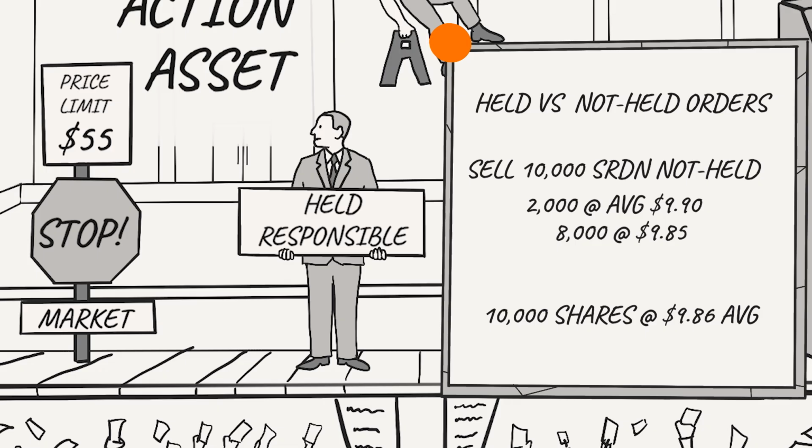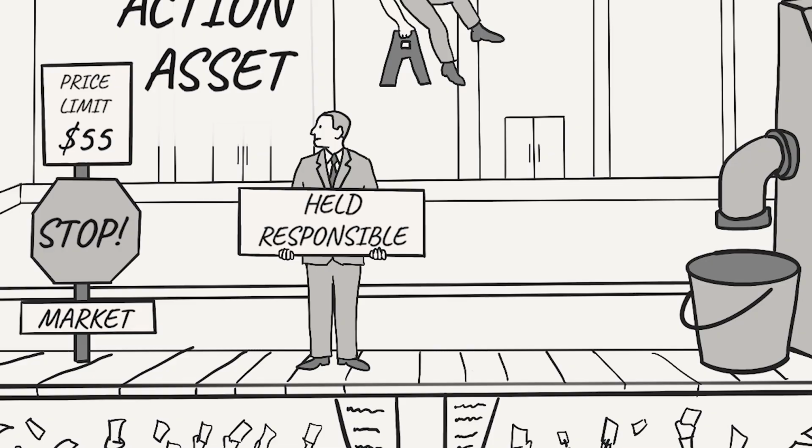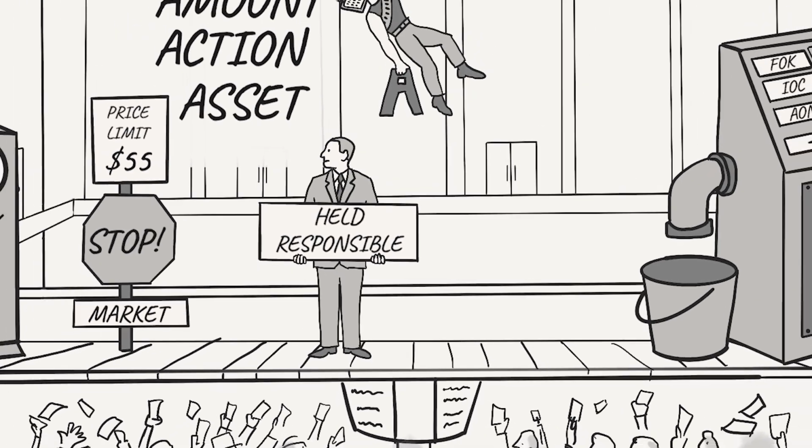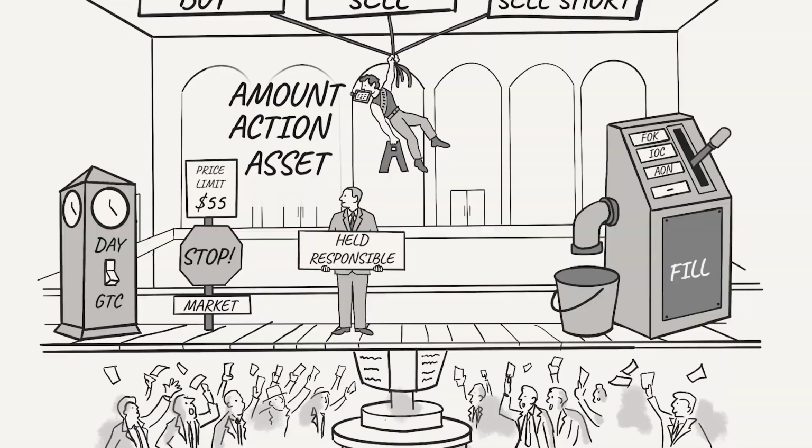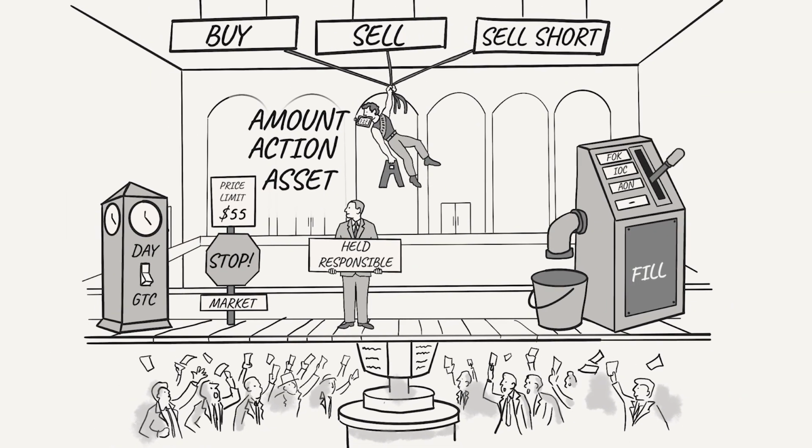But there's a risk. What if it took the trader 30 minutes to work the order and get it executed? In between when the order is sent and when it gets executed, there's breaking news. The Sardine Company management has been arrested for fraud because they fabricated company financials. The stock goes from $10 down to $2. Because you sent that order as not held, you can't hold the trader responsible.